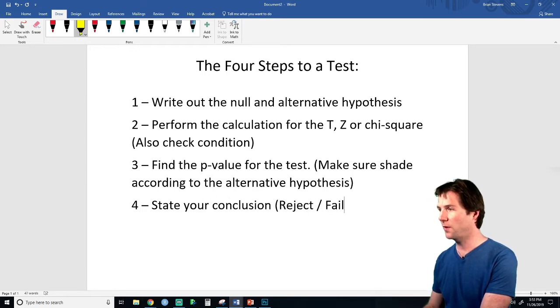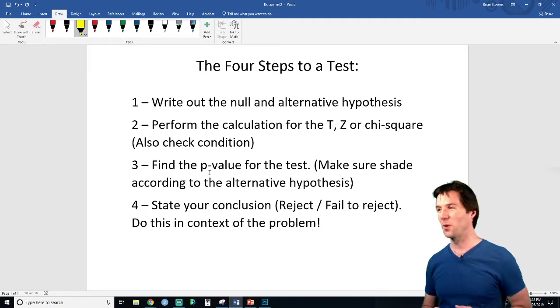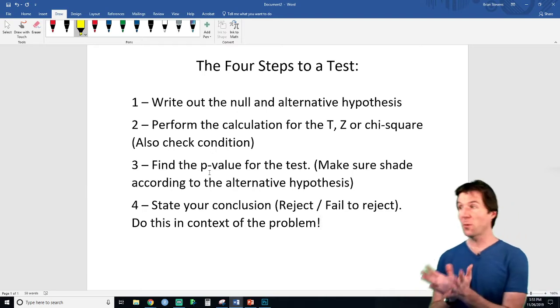Reject / fail to reject. These are the only 2 options. Do this in context of the problem. I'm going to put an exclamation point right there just to make it clear, especially for the project you're working on.